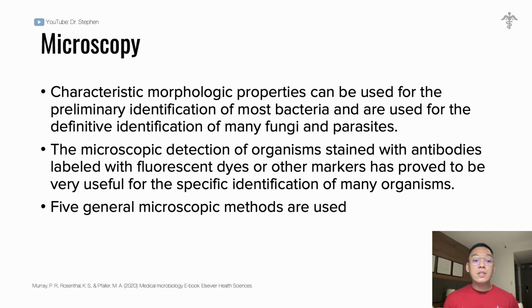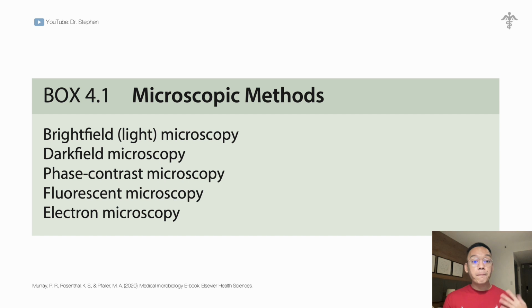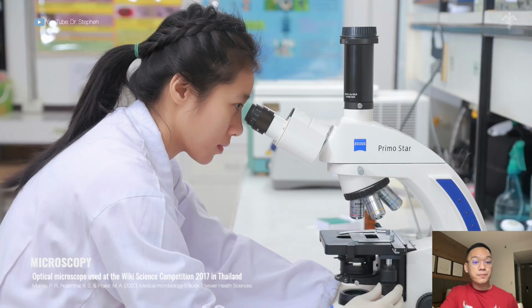These are the 5 general microscopic methods that are being used: bright field light microscope, dark field microscope, phase contrast microscope, fluorescent microscope, and lastly, the electron microscope. And we will be discussing all of these microscopic methods in this presentation.